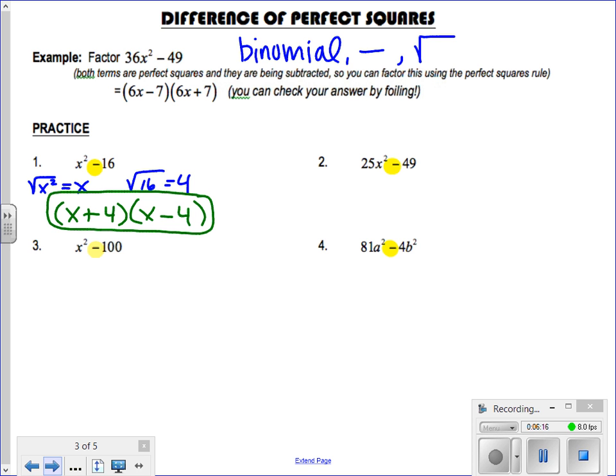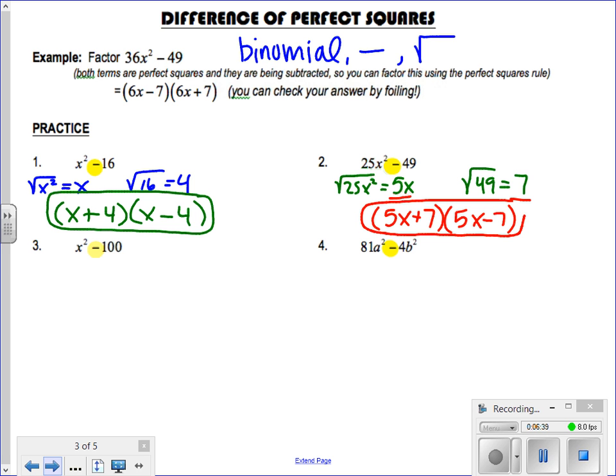For number 2, I have a minus sign and I have 2 terms. So I need to see if I can take the square root of 25x squared, which I can, that's 5x, and the square root of 49, which is 7. All right, now I can take that 5x and the 7 and write my factored form. 5x plus 7, 5x minus 7.